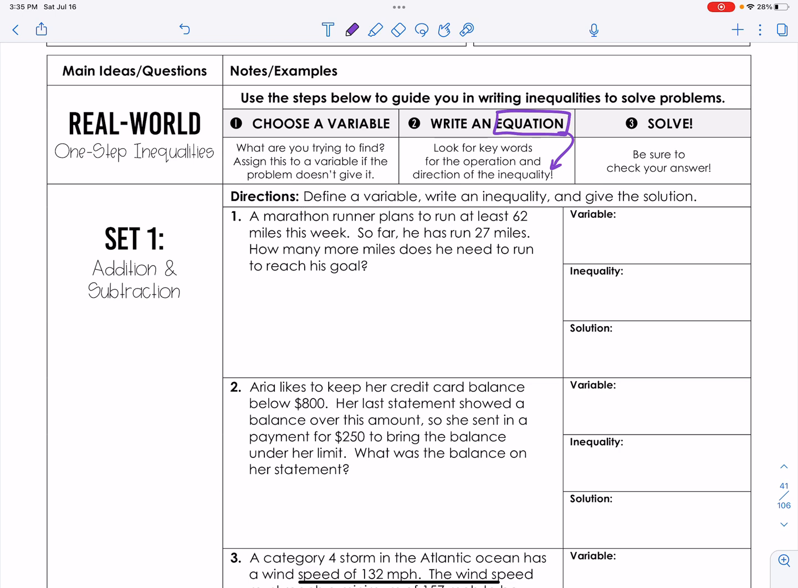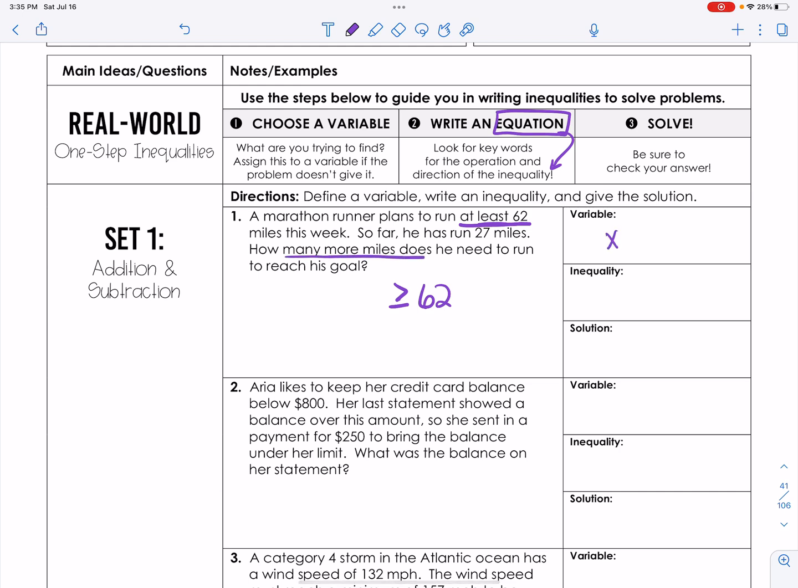Okay, so a marathon, we're looking at number 1. A marathon runner plans to run at least 62 miles, so he is going to be bigger than 62, I know that, miles this week. So far he has run 27 miles. How many more miles does he need to run?